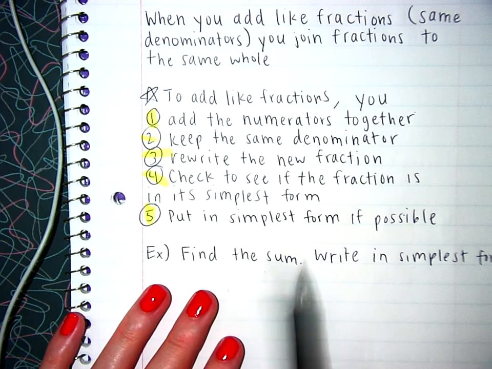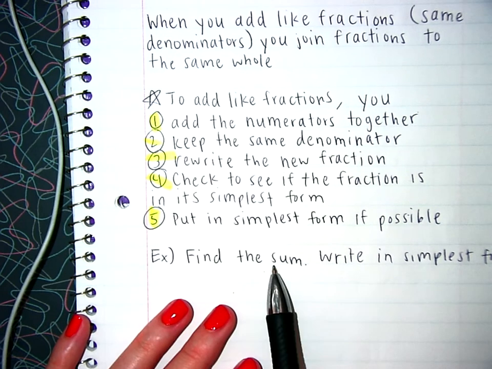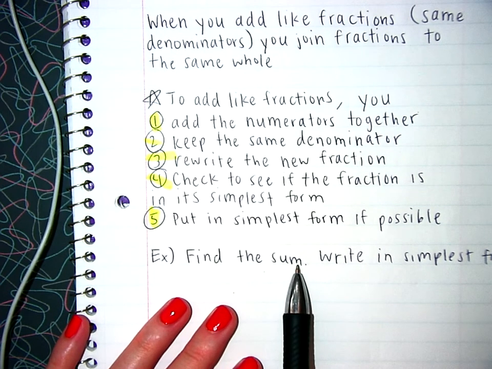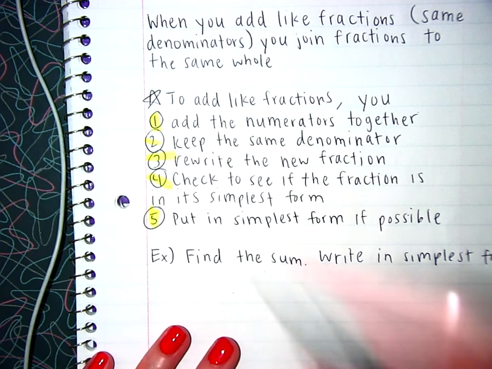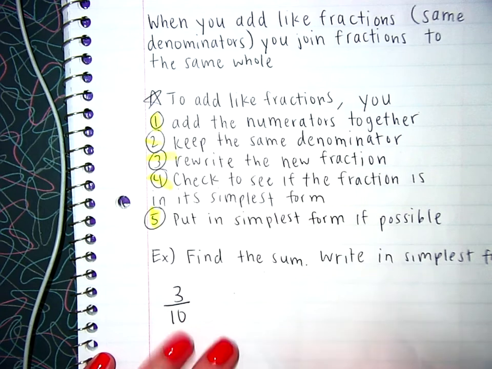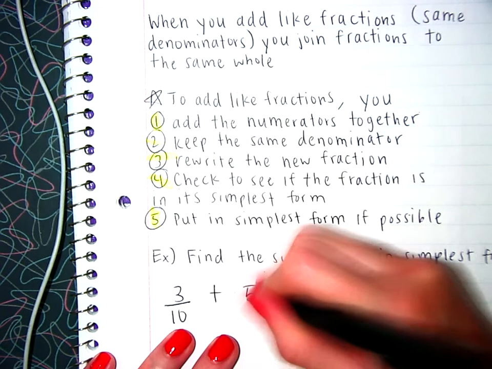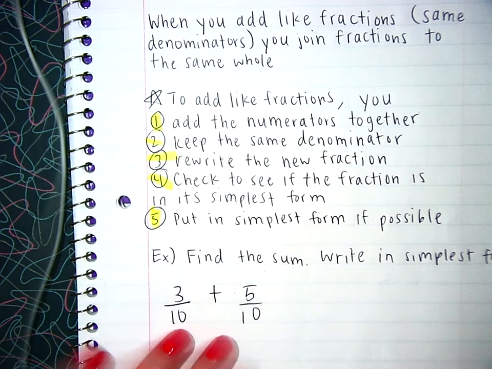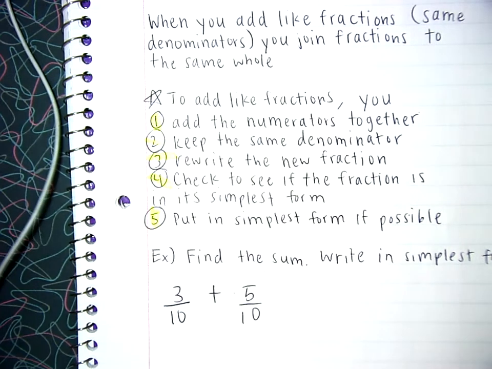So remember the sum, don't forget your vocab words. The sum is when you add two or more things together. In this case, we are adding fractions. So this is our example. It's going to be 3 over 10 plus 5 over 10. So let's go through our 5 steps together.